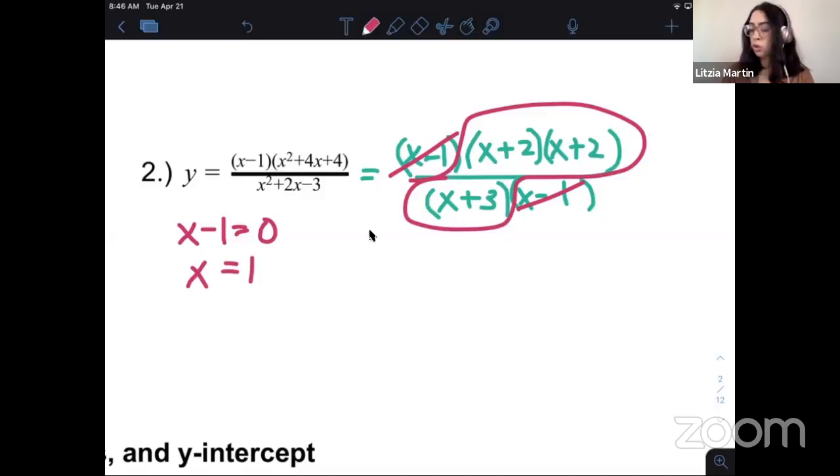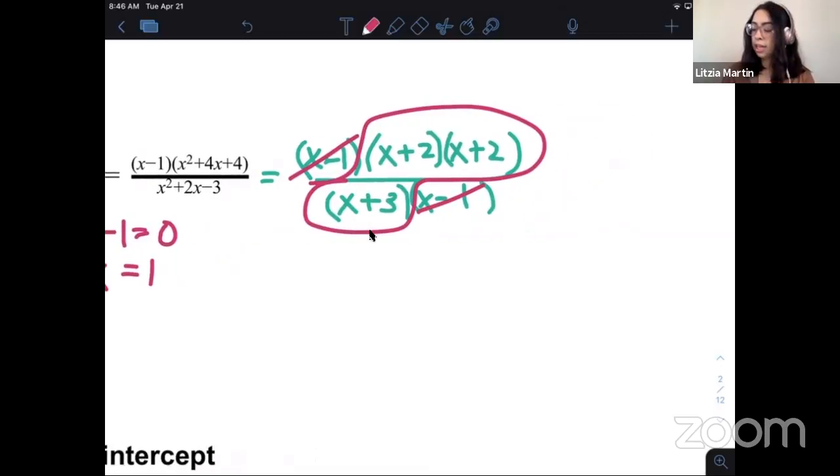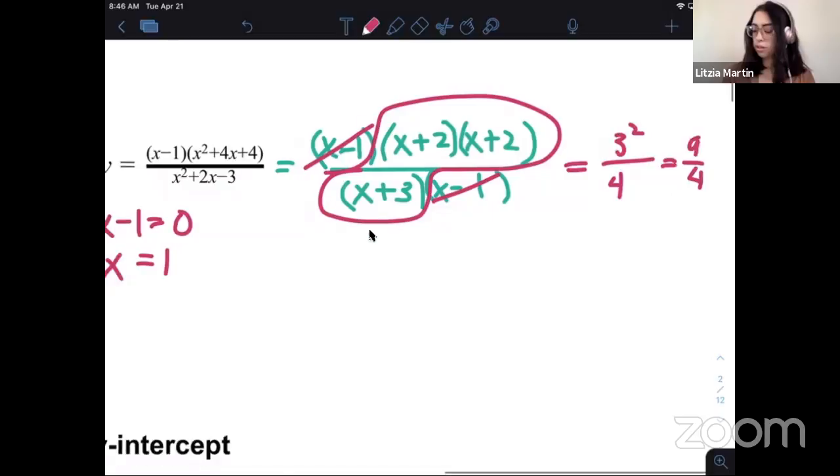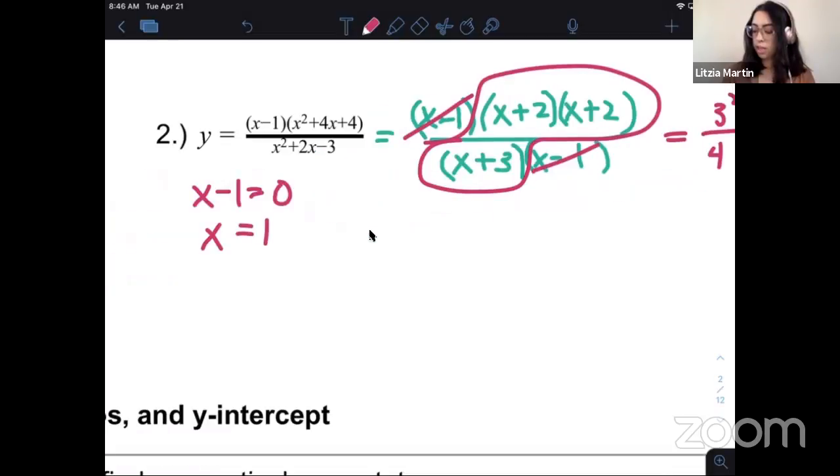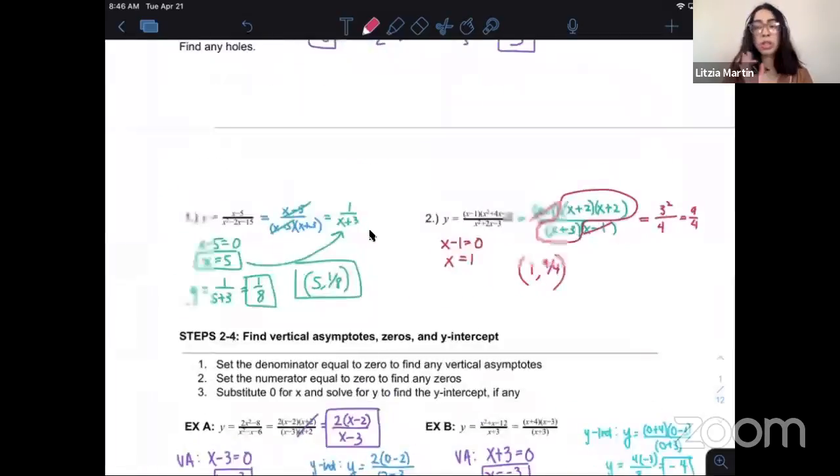Okay, so we'll plug it in. That's going to give us (1 plus 2) times (1 plus 2), which is just 3 squared. And then 1 plus 3 at the bottom is 4. So we get 9/4. And our hole will be (1, 9/4). So that's how you find holes.